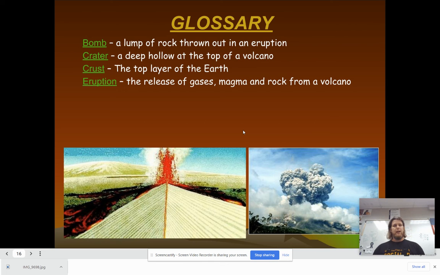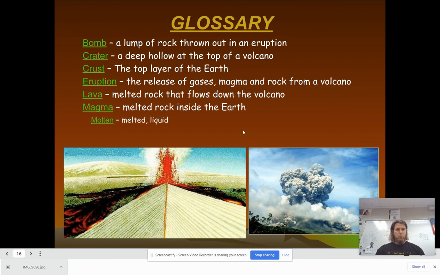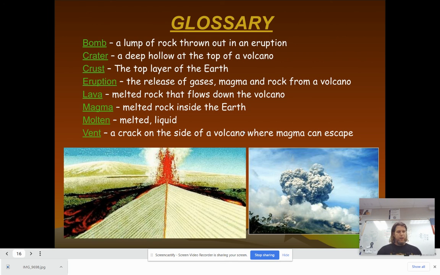Now, the eruption is just the release. So when you see this stuff in CK12, the eruption is just the release of the gases, the magma and the rock from the volcano. The lava is, once it is on the surface, that's the hot material, and magma is when it's down below. And then molten, when you hear that term molten, just think melted. Molten, melted. Kind of an easy little connection there. And then the vent is just a crack, not necessarily on the side of the volcano, but just a certain place where magma can escape, where gases can escape. And so any sort of crack that allows that to happen, we call it a vent. And you will see that in your CK12.